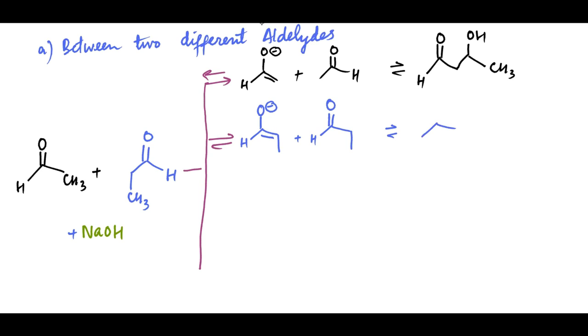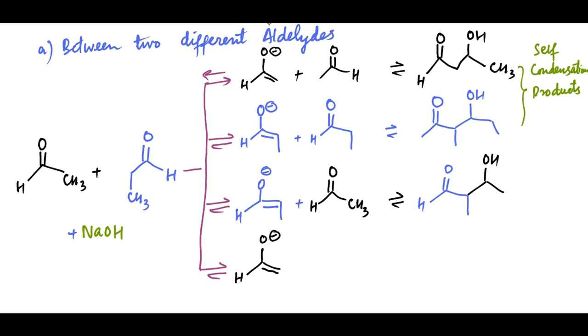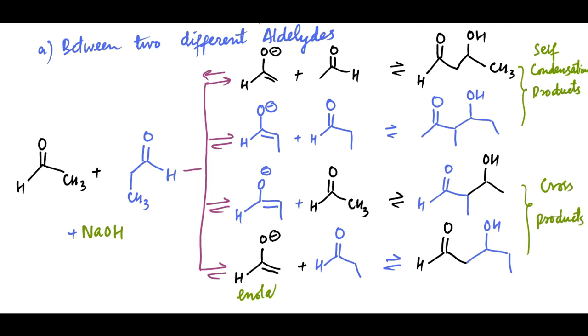Similarly, the enolate of propionaldehyde will add to its precursor and form a self-addition product. Since the reaction mixture has both aldehydes, the enolate of propionaldehyde can add to acetaldehyde to form a cross product, and the enolate of acetaldehyde can add to propionaldehyde to form a second cross product. Thus, with two enolates and two enolate acceptors in the reaction mixture, a total of four products are possible in this reaction.